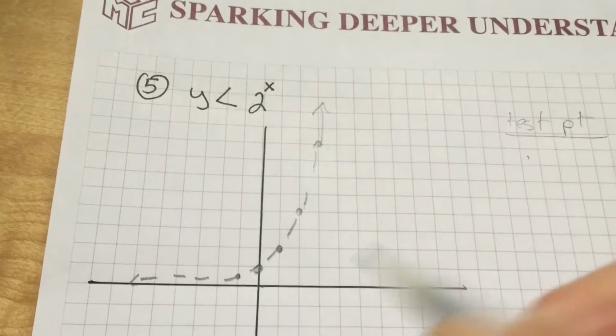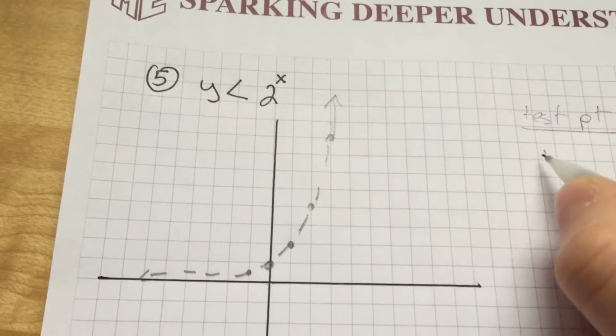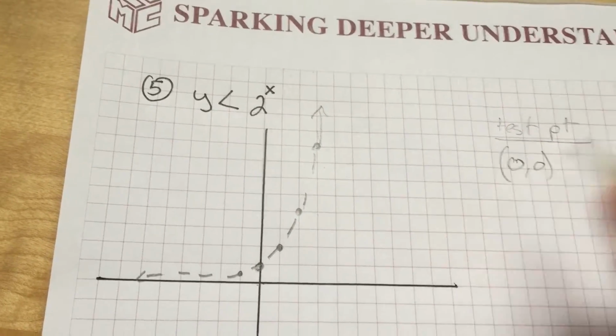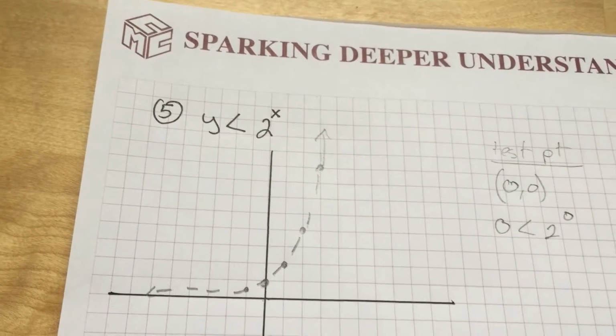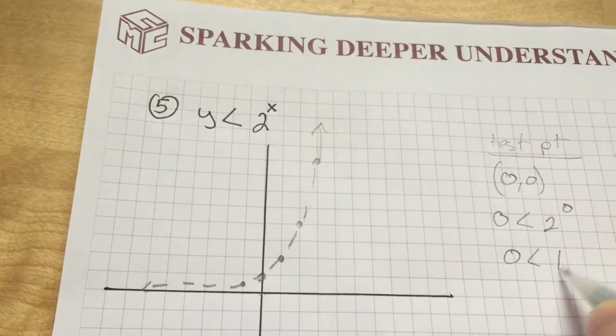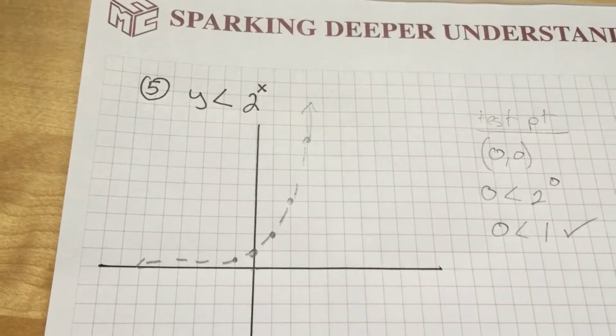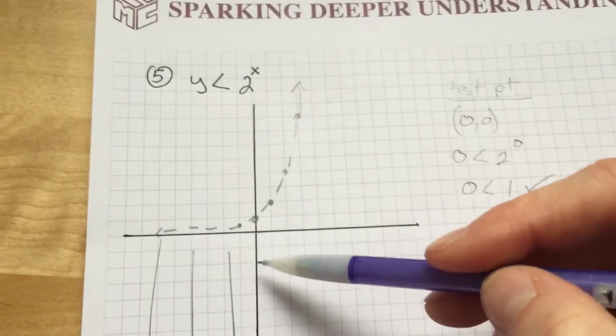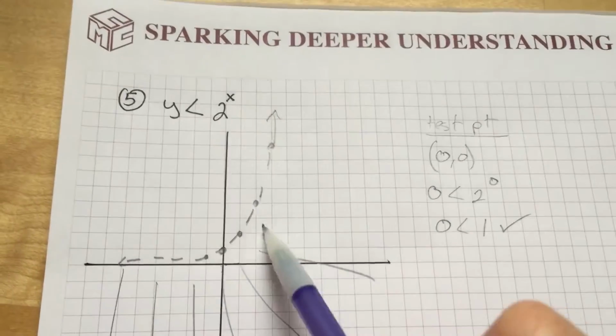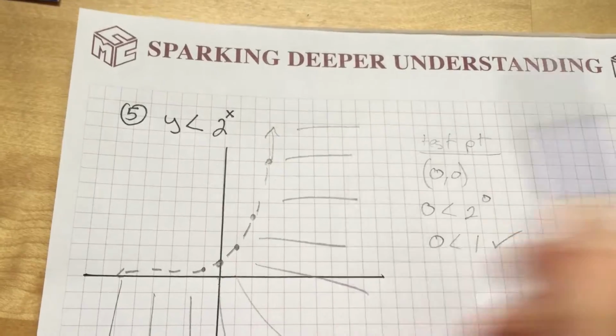So I'm going to test a point. It looks like (0, 0) is in my test region, so let's test out (0, 0). Is 0 less than 2 to the power of 0? So 0 is less than 1. Is that a true statement? It is, which means all of this down here will be part of my solution.